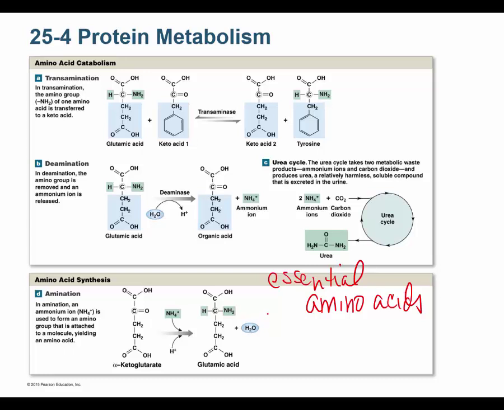And by the way, mushrooms are a great source of protein, like the portobello mushroom. Mushrooms have high protein, so you can do that. But the typical meaty American diet, you get all your essential amino acids because a steak has all the essential amino acids. So, all right, that's protein metabolism.